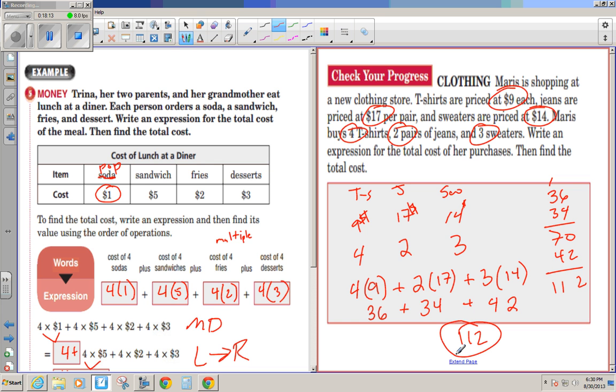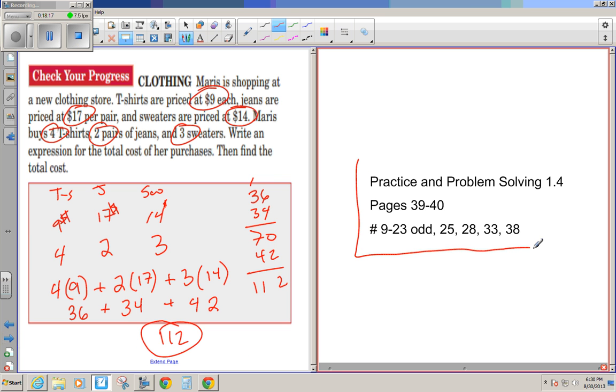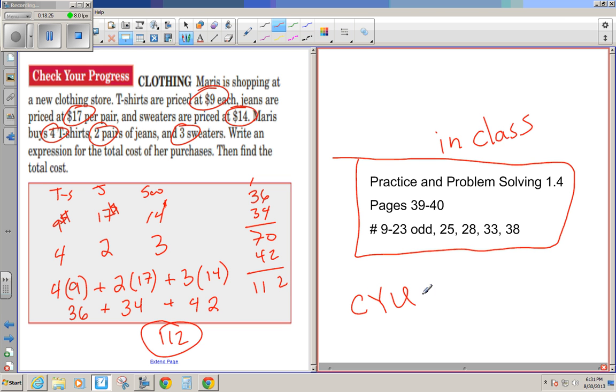All right. So this, remember, is what we will be doing some of in class. You need to check your understanding, CYU 1.4. And if I look at it real quick, it looks like there are 7 problems. This is on page 39. All right? Good luck.